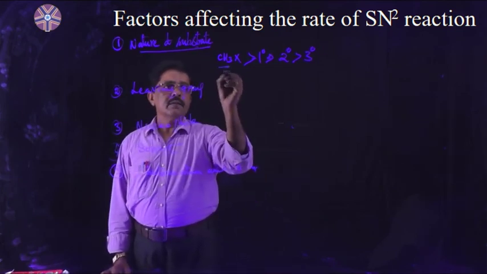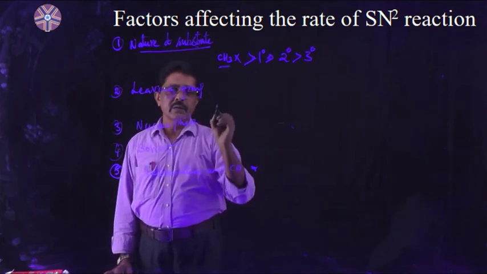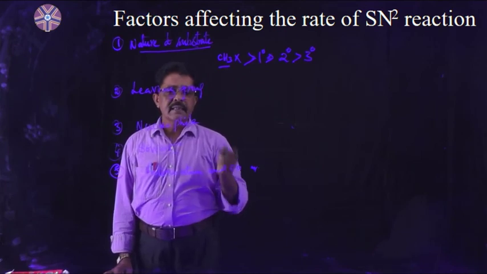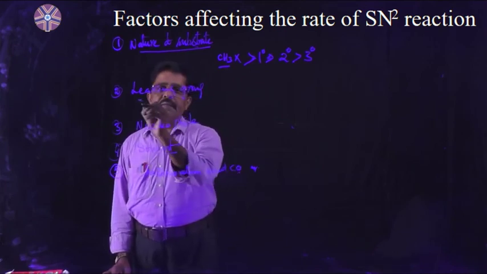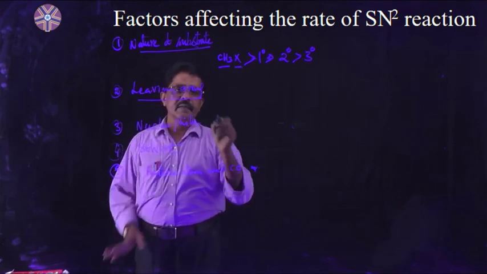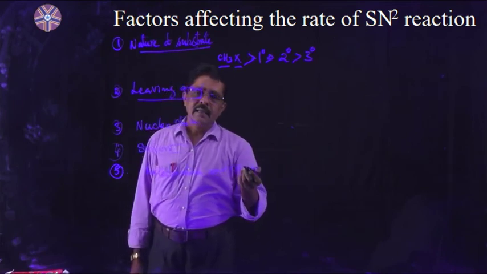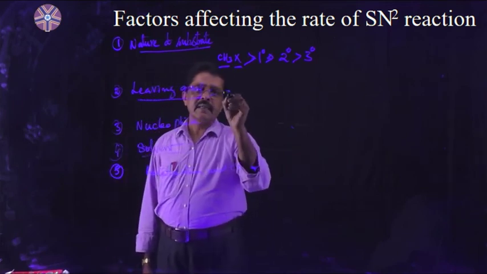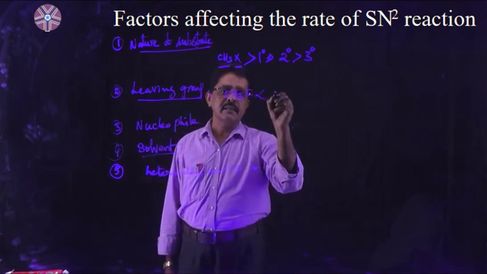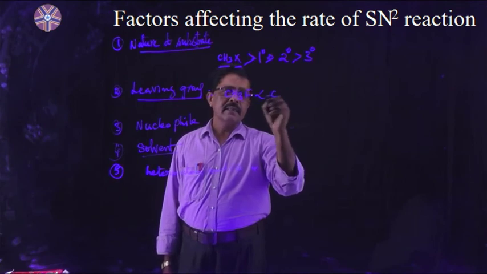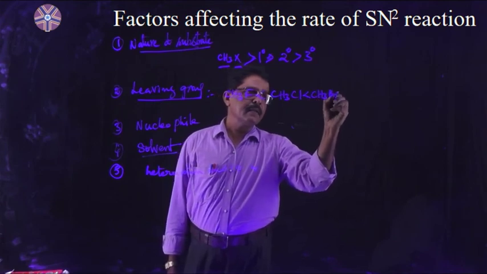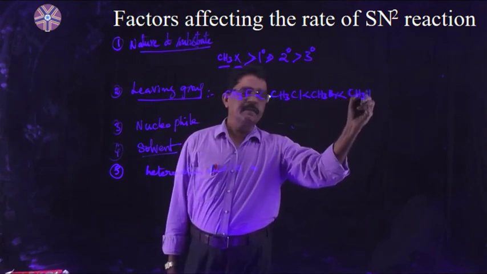But methyl halides, with only one alkyl group, are more reactive towards the SN2 reaction because the steric hindrance is less. For the leaving group X, as the size of the X atom increases, the rate of SN2 reaction also increases. For example, CH3F is less reactive towards the SN2 reaction. CH3F is less than CH3Cl, less than CH3Br, less than CH3I. Right, understand?